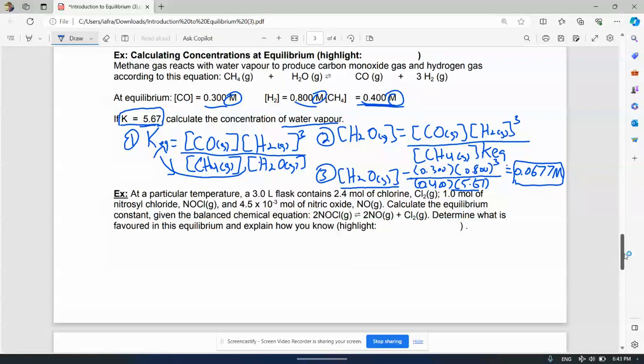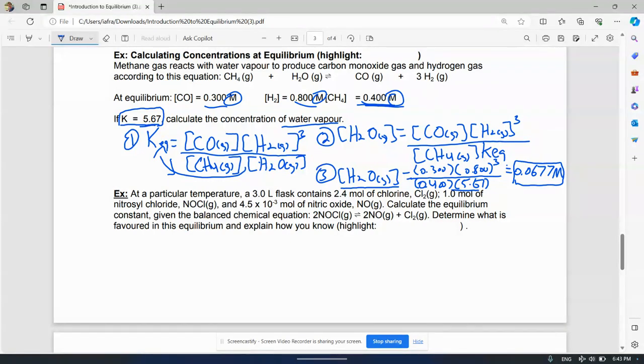You'll see there's a bit more to it, but overall, still very similar. So at a particular temperature, a 3-liter flask contains 2.4 moles of chlorine and 1.0 moles of nitrosyl chloride, and then 4.5 times 10 to the power of negative 3 moles of nitric oxide. Calculate the equilibrium constant given the balanced equation. Determine what is favored in this equilibrium and explain how you know.